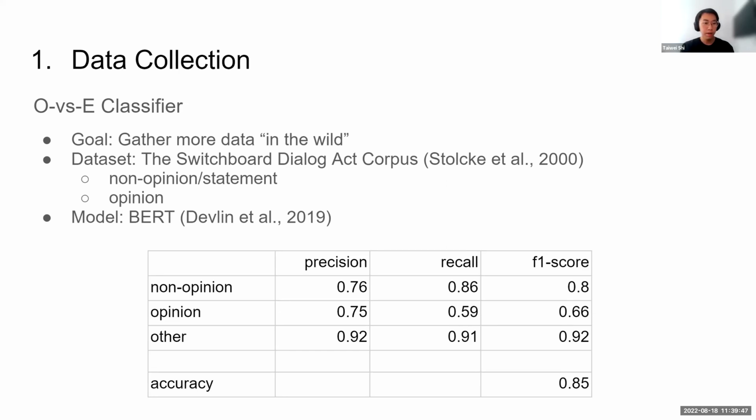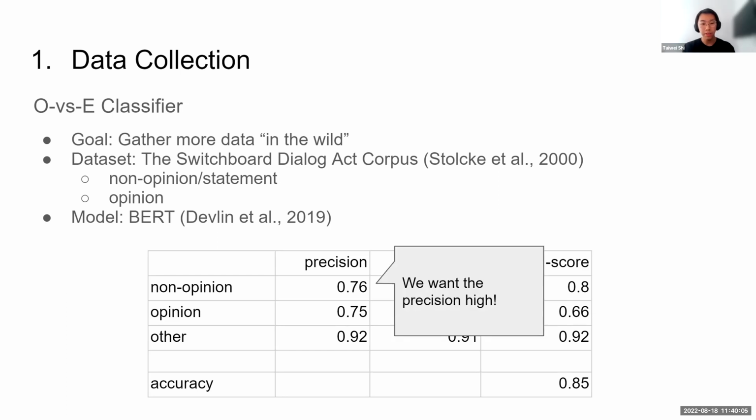So we simply build a binary BERT classifier on the Switchboard dataset, and eventually we achieve an accuracy of about 85%. However, since the whole point of building this classifier is to gather more observational utterances in the wild, we want the non-opinion class precision to be high. And currently it's only 76%, which is not great.